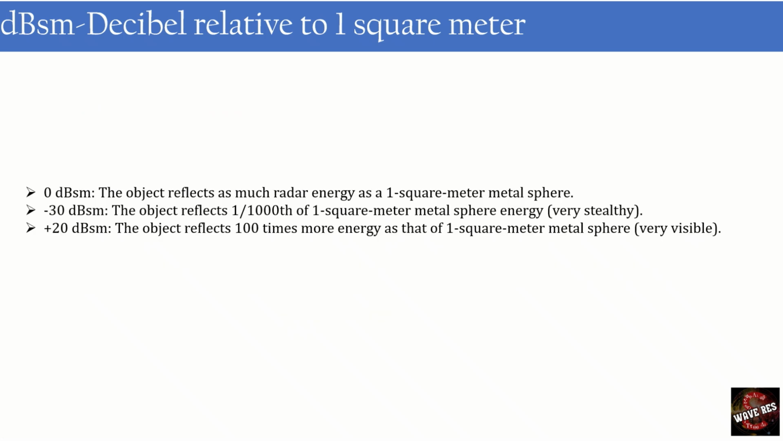So these are some of the common examples. If it is 0 dBsm, that means that the object reflects as much radar energy as a 1 square meter metal sphere, because we are using 1 square meter as the reference. If it is minus 30 dBsm, minus 30 corresponds to 1 by 1000. So the object reflects 1 by 1000 of the 1 square meter metal sphere energy.